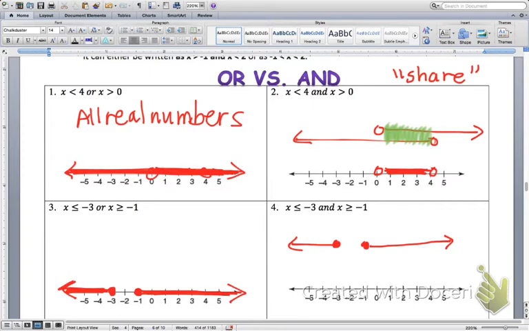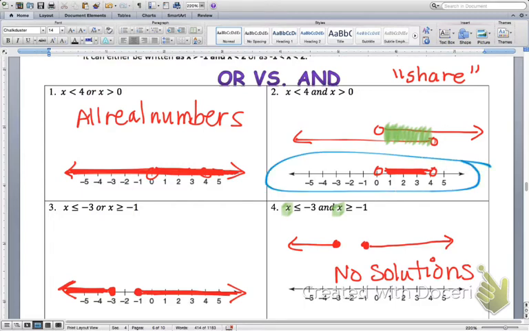So in this case, I have no solution. There are no solutions in this case, because they don't share any answers. There is absolutely no x value I can plug in here and here that will make both of these true. So there's no solution. That can happen. That's a special case of the and inequality. But most of your and inequalities will look like this one right here, and most of your or inequalities will look like this one right here. All right, let's go ahead and move on to the next one.